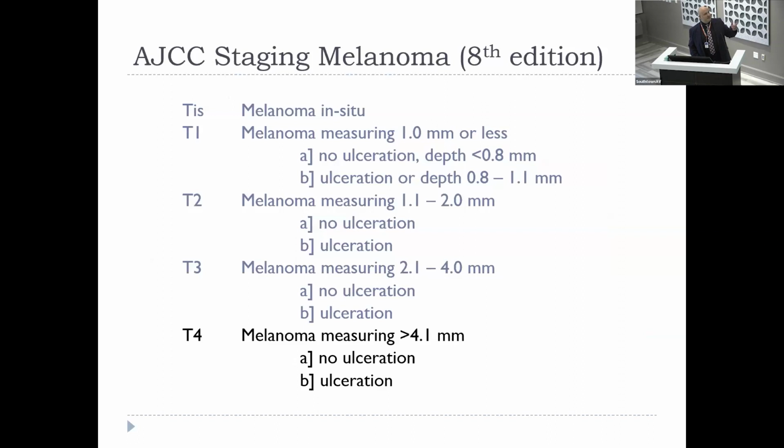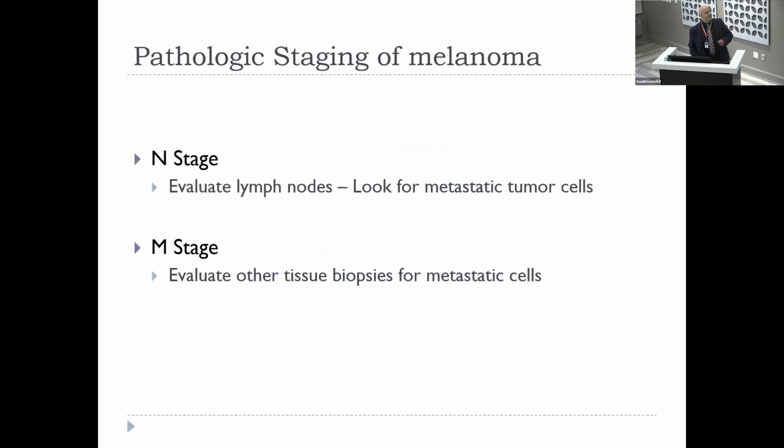And you can use these other classifications for T from in situ to T4 based on the depth and the presence or absence of ulceration. You need a microscope to do this. Next is the N stage. You look for metastatic tumor cells, and this could be clinical.